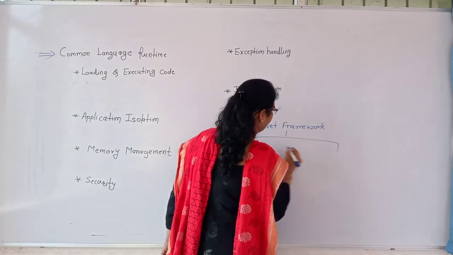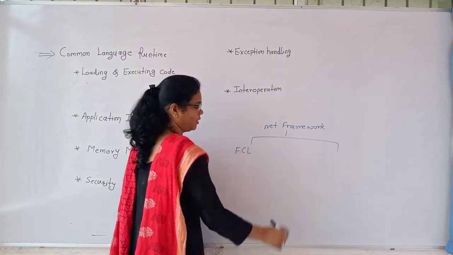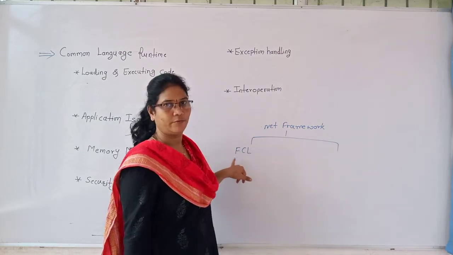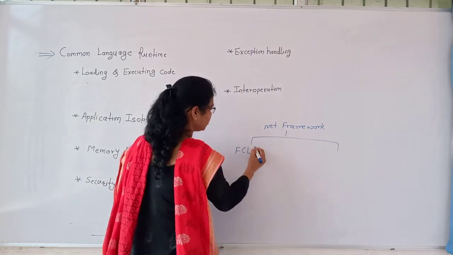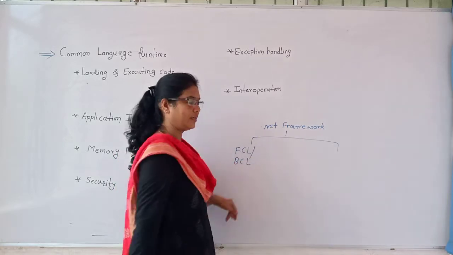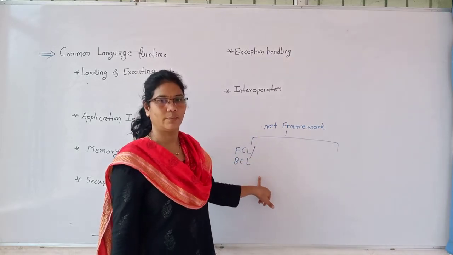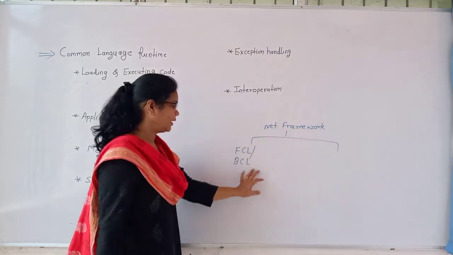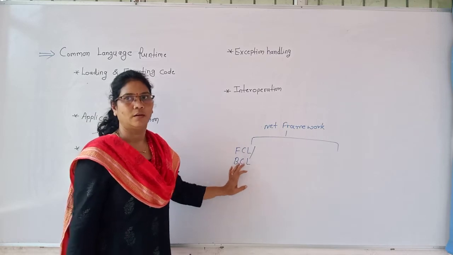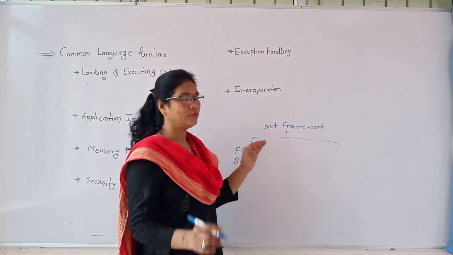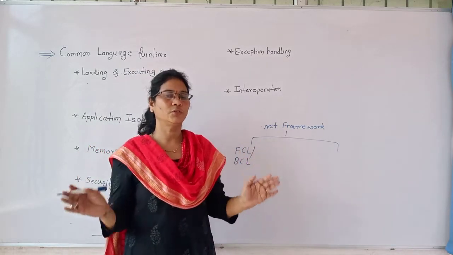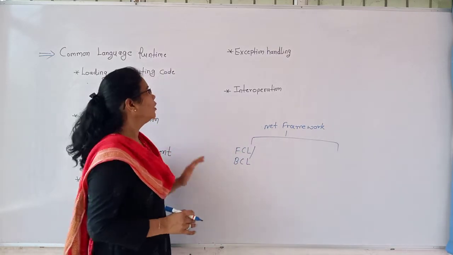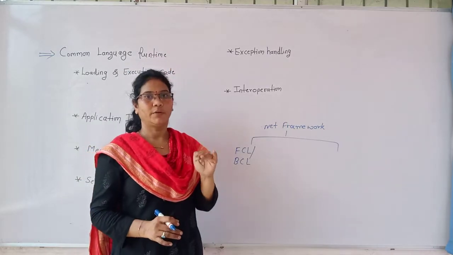One component is FCL, the Framework Class Library. It is also called BCL, the Basic Class Library. So the .NET framework has one component, FCL, which has a huge collection of classes which are used for running the code in VB.NET.